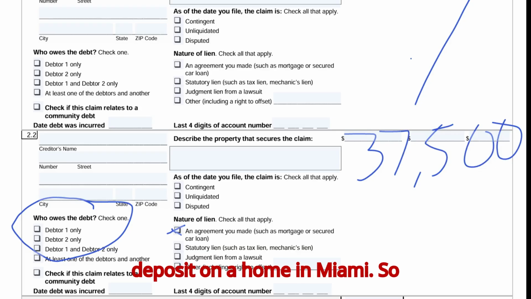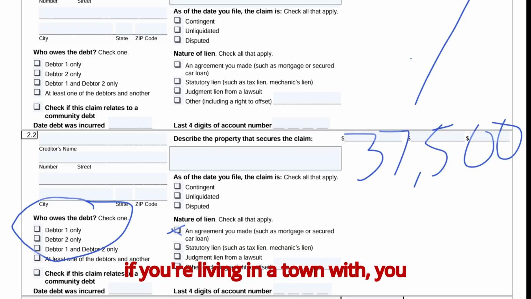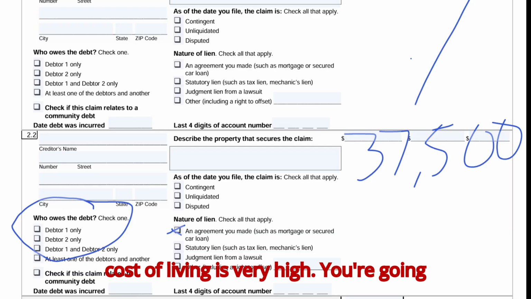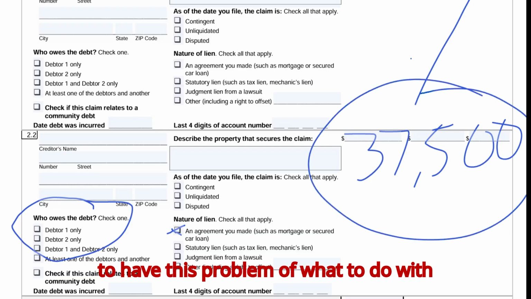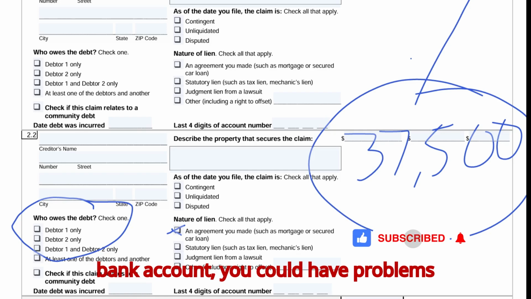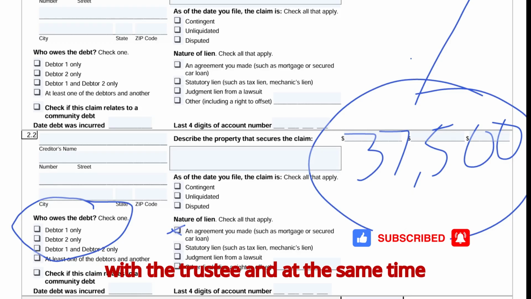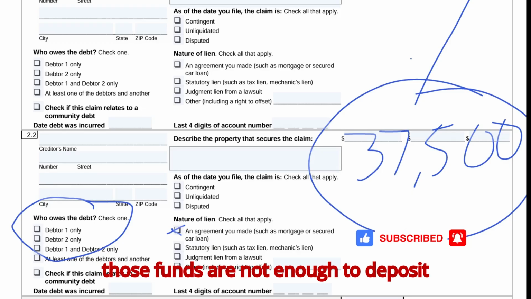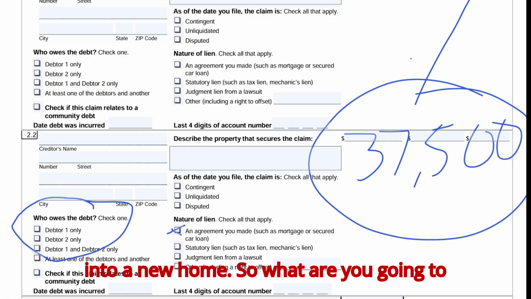$37,500 doesn't get you a deposit on a home in Miami. So if you're living in a town where the cost of living is very high, you're going to have this problem of what to do with the funds. Keep that in mind, because if the funds are just sitting in a bank account, you could have problems with the trustee. And at the same time, those funds are not enough to deposit into a new home. So what are you going to do at that point?